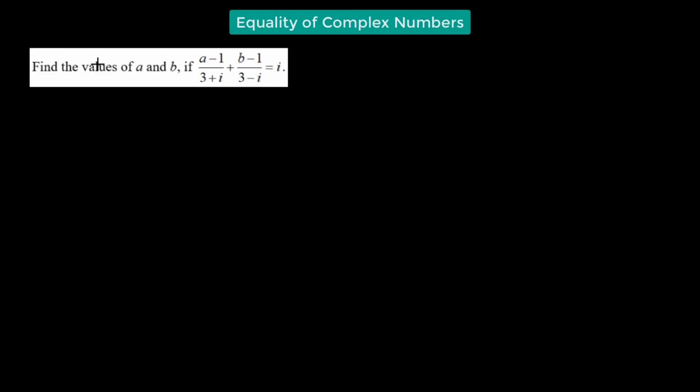So in this question, we are given two complex numbers which, when added, give us i. Using this information, we have to find the value of a and b. Let us begin by adding the two fractions.